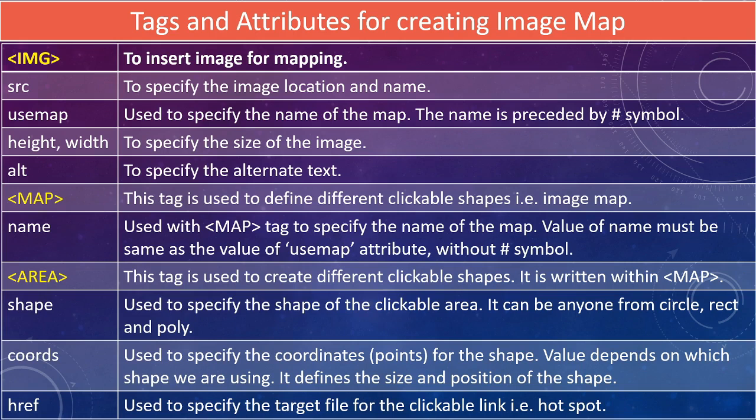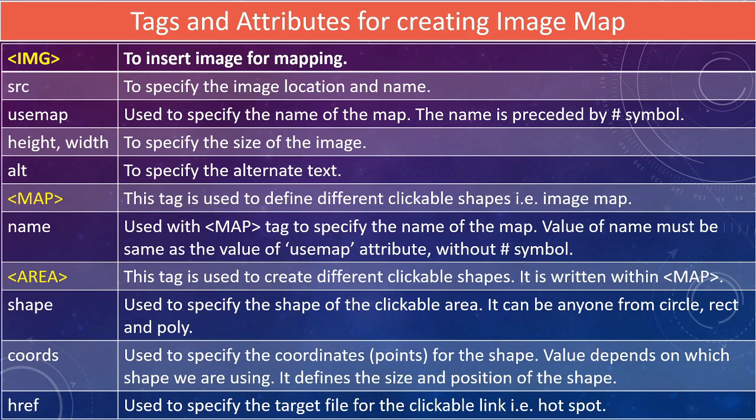Then the map tag. There are only 3 tags to learn: img tag, map tag and area tag. The rest are attributes. So the map tag is a paired tag, unlike img. The img tag is an unpaired tag, whereas map is a paired tag. So there is map and /map. The map tag is used to define different clickable shapes. So within map and /map, we will write different clickable shapes.